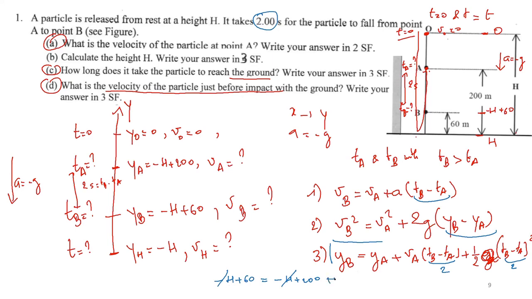And then I will have here VA, which is unknown, multiplied by 2, minus half A, where A is minus G. So minus 9.8 times T squared, which is 2 squared. So H goes away, and I end up with minus 140, because this is the displacement between A and B. This is equal to VA multiplied by 2 minus half 9.8 multiplied by 4. It's time, but you get my point, right?